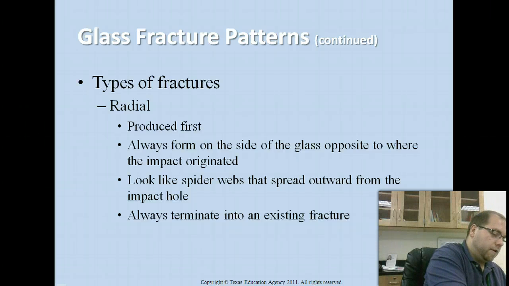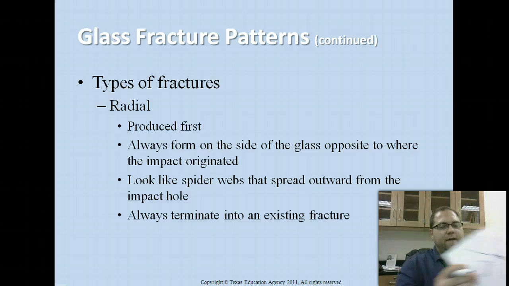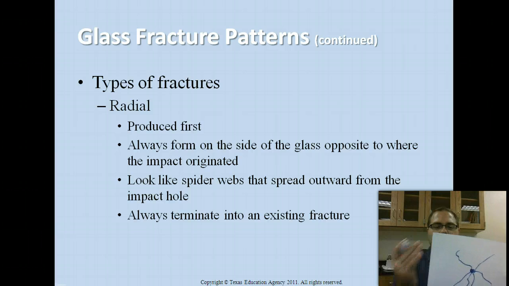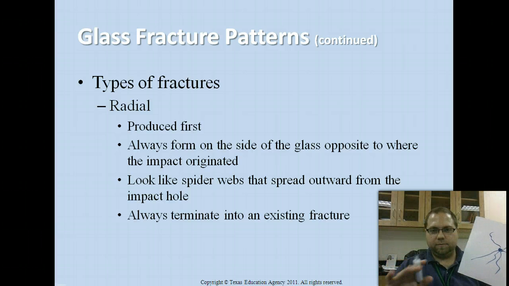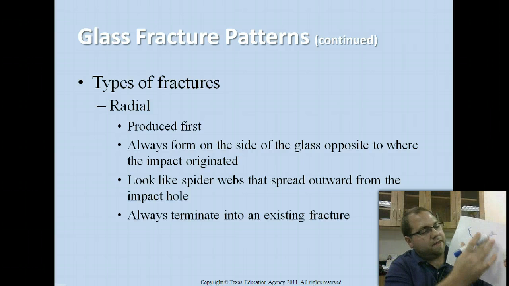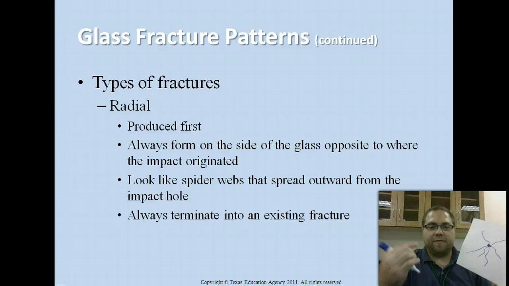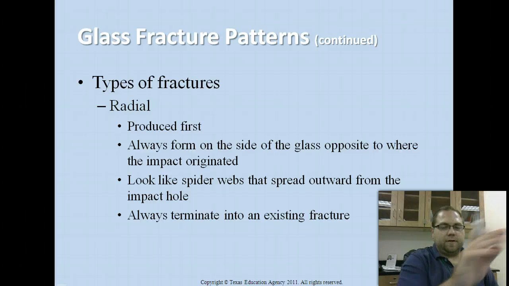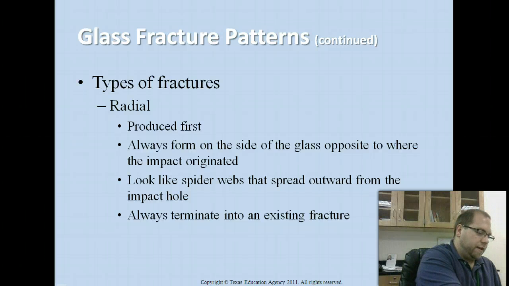And so from the middle where this bullet comes out, a radial fracture takes place. Now it actually forms on the other side of the hole, and we'll talk about that. These lines are actually breaking on the other side of the glass where the bullet went through. And we'll talk about how it always terminates into an existing fracture.